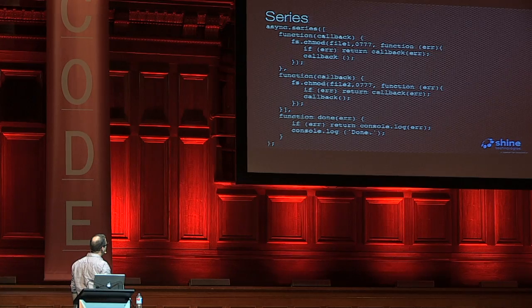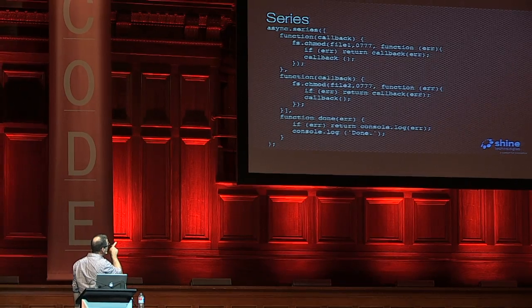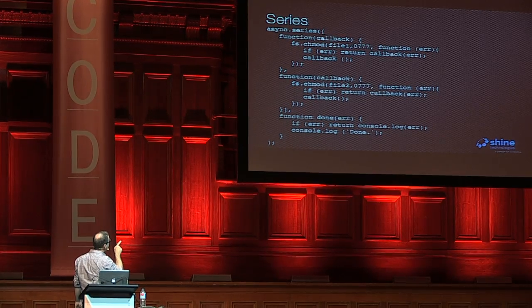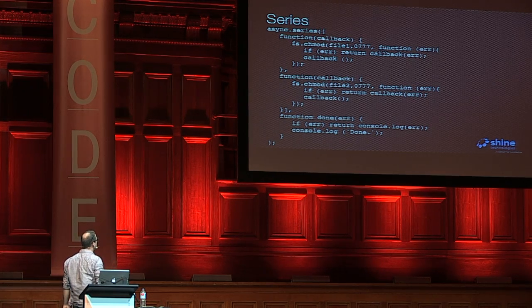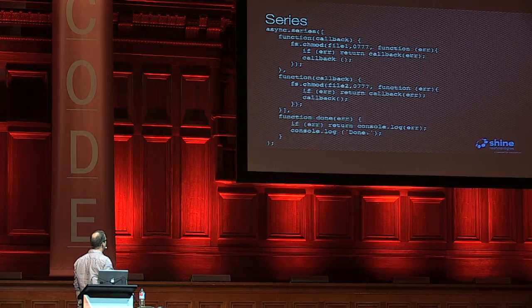But if we look at the code, we can see that the asynchronous function is fs.chmod, which changes the file permissions. So that's the asynchronous function itself. But in order to use it with async, you actually have to wrap it in another anonymous function that has a callback parameter, and then do some magic plumbing code for async to work.